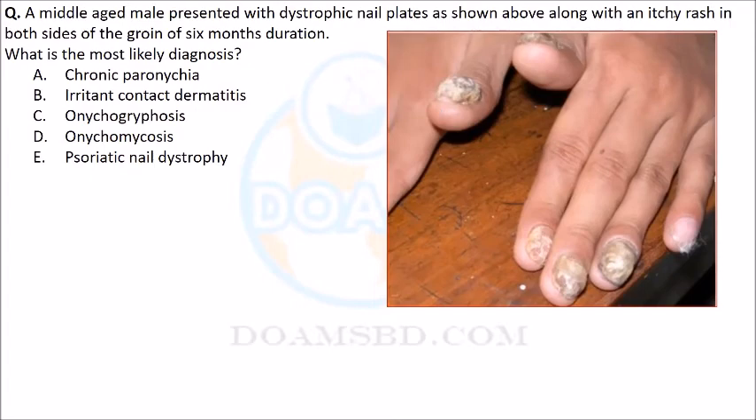Can you say something about the itchy? Which is more itchy, psoriasis or fungal infection? Psoriasis. No. Yeah, fungal infection causing more itching.